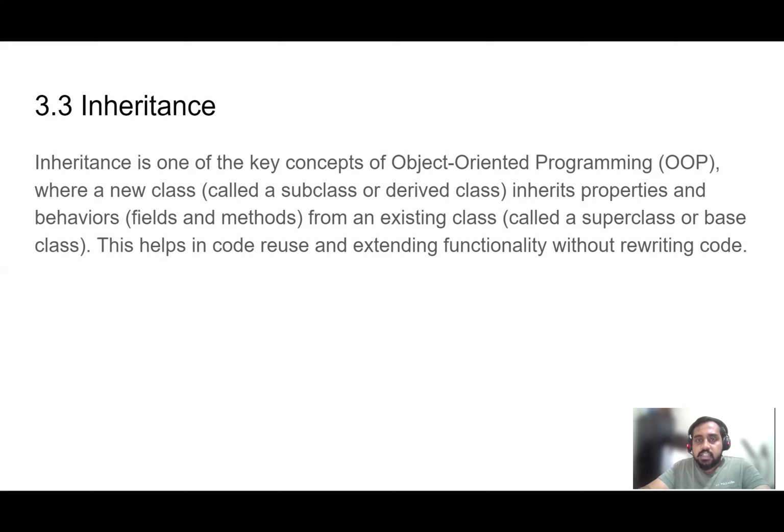These child or subclasses will inherit the properties and behavior, that means fields and methods, from an existing class, such that we can avoid code redundancy. So we don't have to rewrite the same functionalities again. If we need some of the existing functionality from any class, we can extend that class to our child class. This concept is called inheritance. This helps us reuse the code and extend the functionality without rewriting it. We'll see inheritance in depth, and also a real-time example of inheritance.